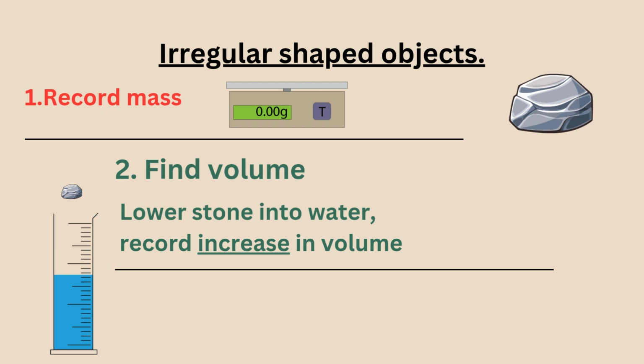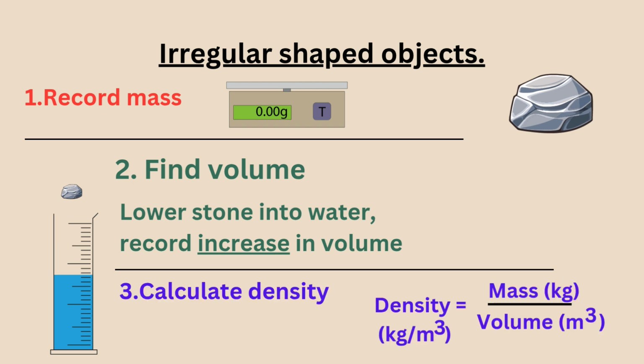So to find the increase in volume, before you put the stone in, you will record the volume on the measuring cylinder, say 20 cubic centimeters. When you lower the stone in, you will record the new volume of water in the measuring cylinder, e.g. 30 cubic centimeters. So therefore the increase in volume would be 10 cubic centimeters. And now we have the mass and the volume, we can calculate the density. And density equals mass divided by volume.